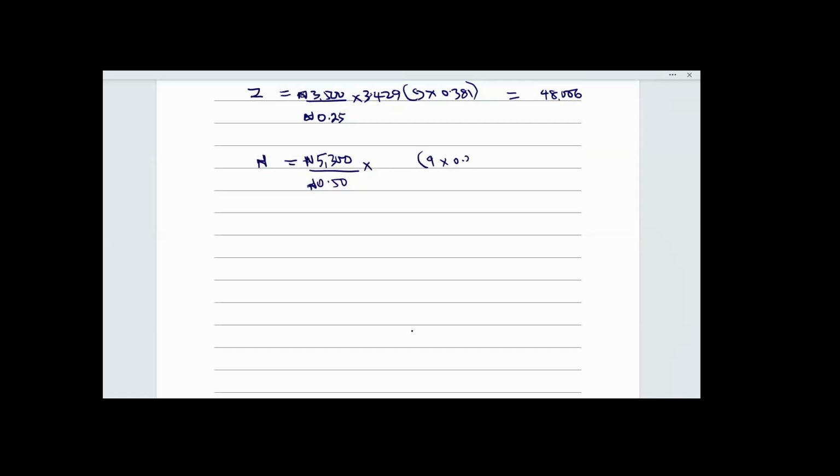So 14 multiplied by 0.323, not 9, it's 14. That gives 4.522. Multiply 4.522 by 10,600.